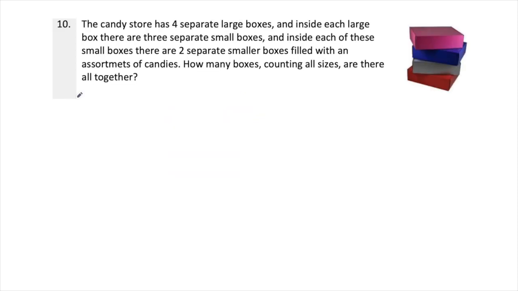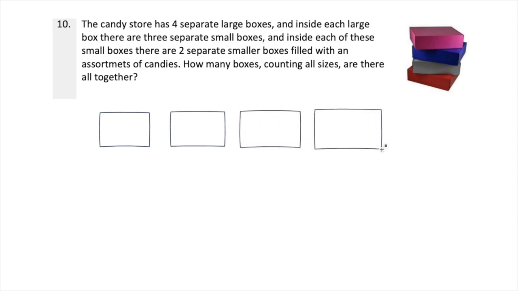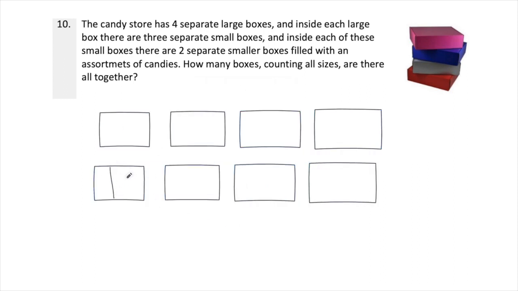For this problem, we have to figure out how many boxes, counting all sides, are there altogether. We know that there are 4 separate large boxes, so let's draw 4 boxes. We also know that inside each of these large boxes, there are 3 separate small boxes, so let's draw all of the small boxes. Finally, we know that inside each of these small boxes, there are 2 separate smaller boxes, so let's draw all of the smaller boxes.